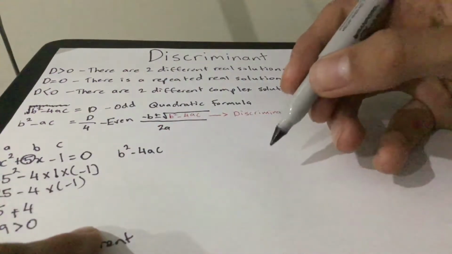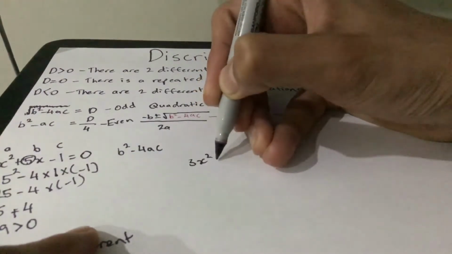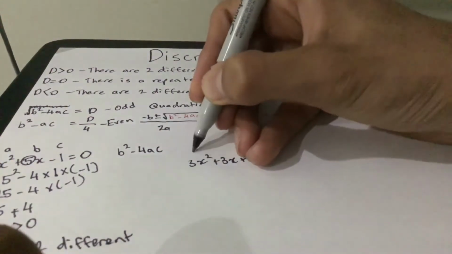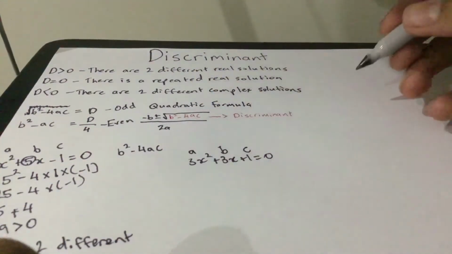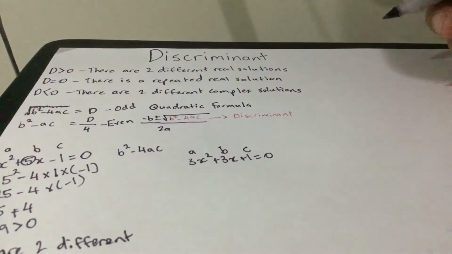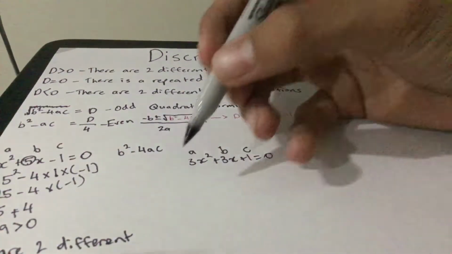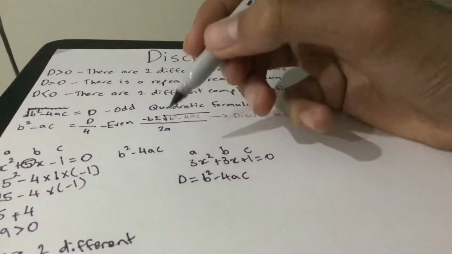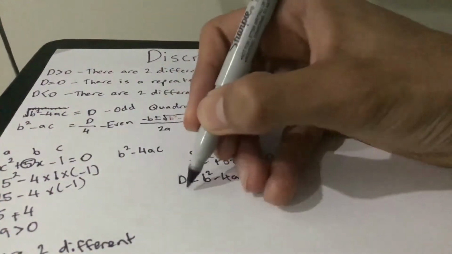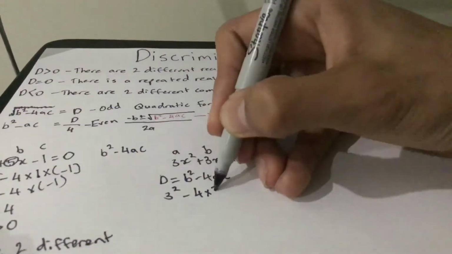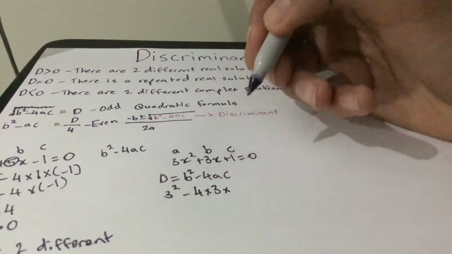Okay, so now let's solve another equation: 3x squared plus 3x plus 1 equals 0. Let's label it A, B, and C. The first step is to look at the coefficient and see if it's an odd or even number. In this case, 3 is an odd number, so we use D is equal to b squared minus 4ac. So b squared, in this case, will be 3 squared minus 4 times a, which is 3, times c, and c is represented by 1.